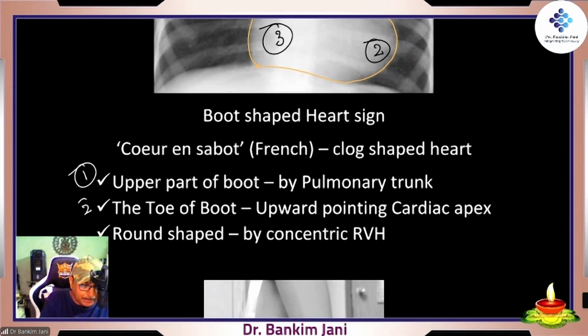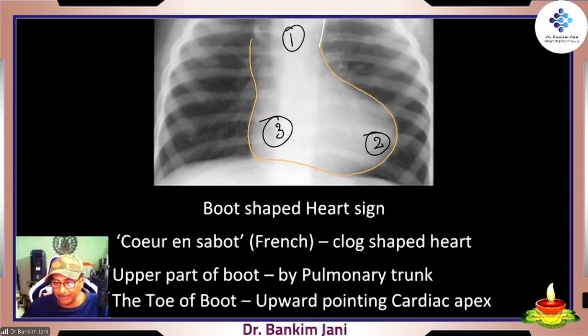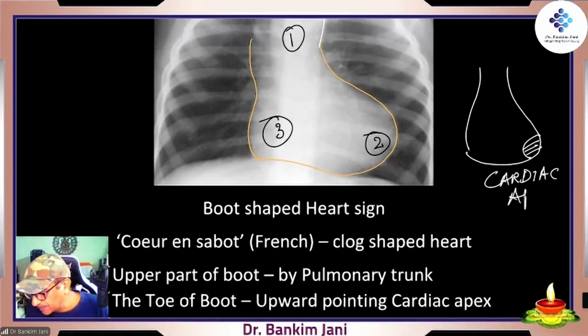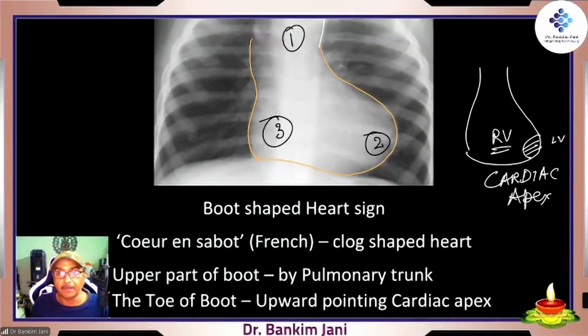The second part, the toe of the boot, is an upward pointing cardiac apex. Now, what is the cardiac apex? This is the heart, and this is how the heart normally is, right? So this portion is the cardiac apex. Now we know that this cardiac apex is formed by whom? It is formed by the left ventricle. In front, who is there? It is the right ventricle.